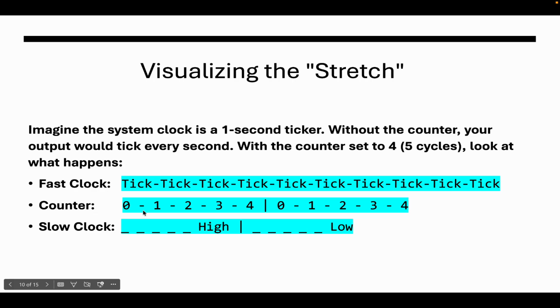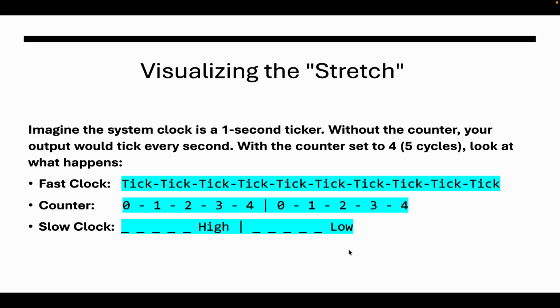What we will do is, when we put a counter, for every 5 cycles it will start ticking. So 0, 1, 2, 3, 4, then it will tick. So when you see it in a slow clock, what will happen is, it will wait for the 5 counts, then it will go high.